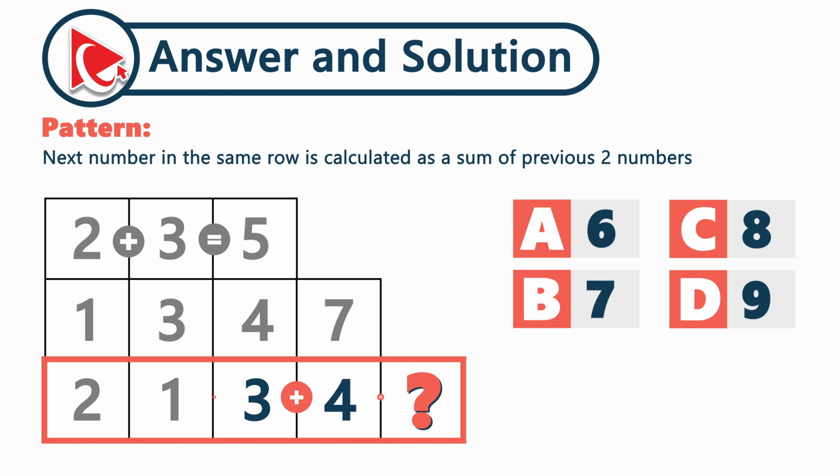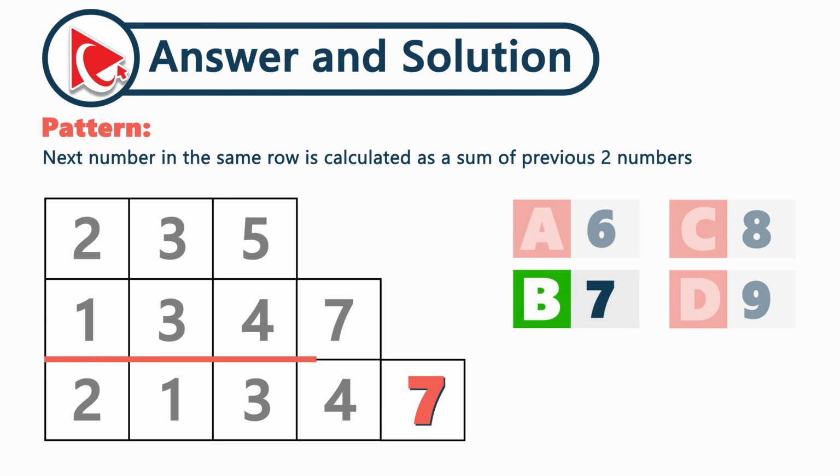And you know what time it is now, right? It's the magic time to calculate the missing number. 3 plus 4 equals 7. And the correct answer here is choice B, 7.